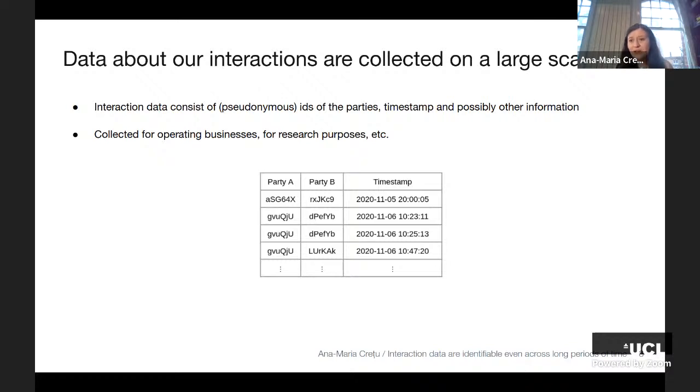Interaction datasets also have research applications. So for instance, they have been used to estimate population density at specific times and locations. And this can be very useful when, for instance, census data is not available. They have also been used to forecast the spread of epidemics.